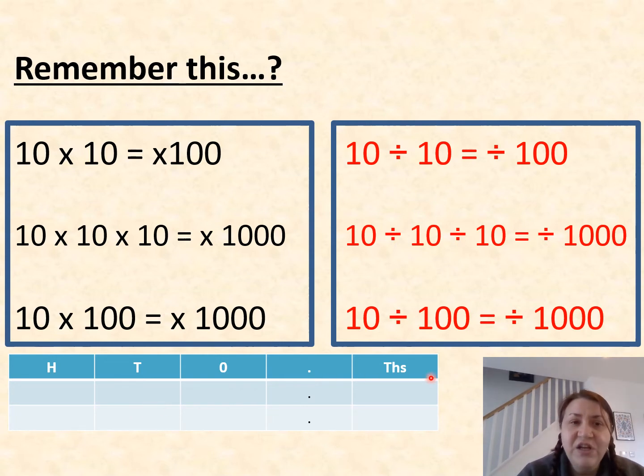We're going to keep coming back to this a lot, and the division works the same in reverse, so you get smaller. So just remember, timesing by 10, timesing by 10 again is the same as timesing by 100. Timesing by 10, timesing by 10, timesing by 10 is the same as timesing by 1,000, and timesing by 10, timesing by 100 is the same as timesing by 1,000.